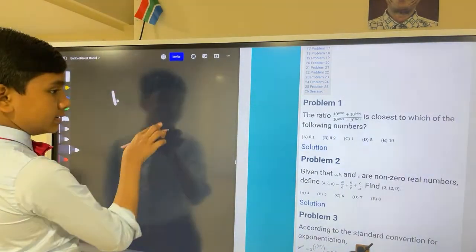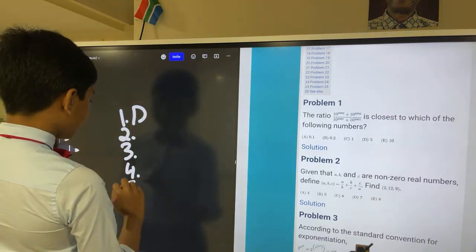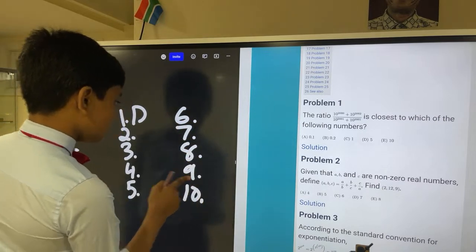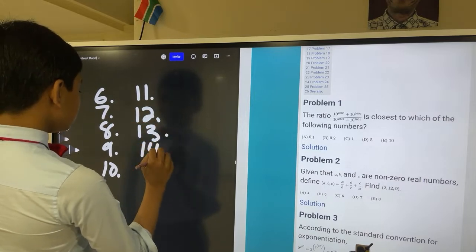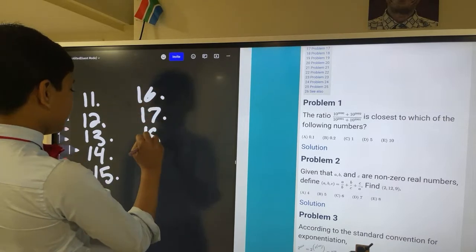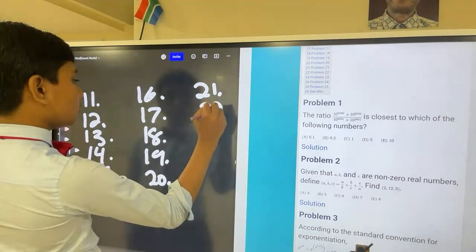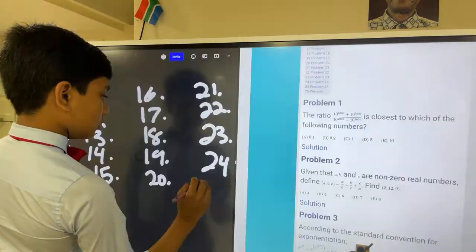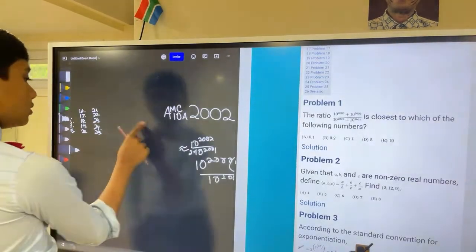So 1 is D. Let's write 2, 3, 4, 5, 6, 7, 8, 9, 10, 11, 12, 13, 14, 15, 16, 17, 18, 19, 20, 21, 22, 23, 24, and 25. What? Oh, and 25. Okay, good.